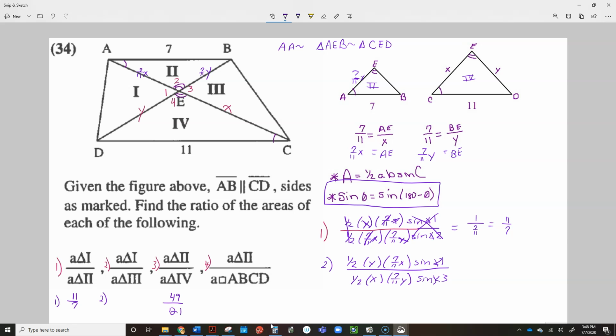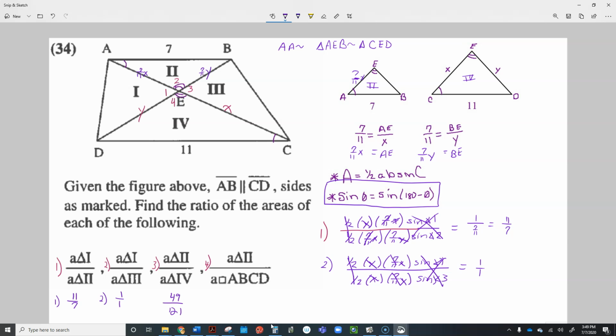Well, what do we know about the sine of angle 1, or angle 1 and angle 3? Those are congruent angles. So the sine of those angles are going to be congruent. So that's going to divide out. The 1/2s are going to divide out. This y is going to divide out with that y. This x is going to divide out with this x. This 7 is going to divide out with that 7/11. What did we just find? The ratio is 1 to 1. The ratio of the areas is 1 to 1.